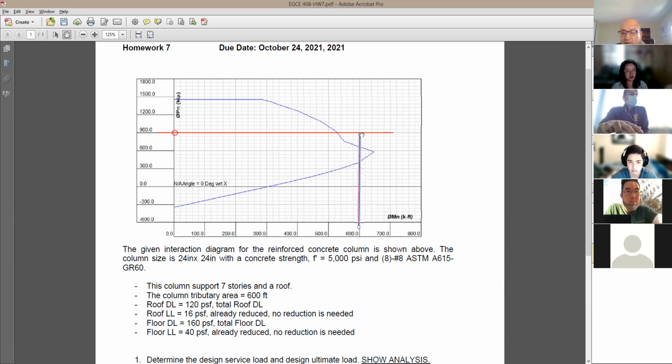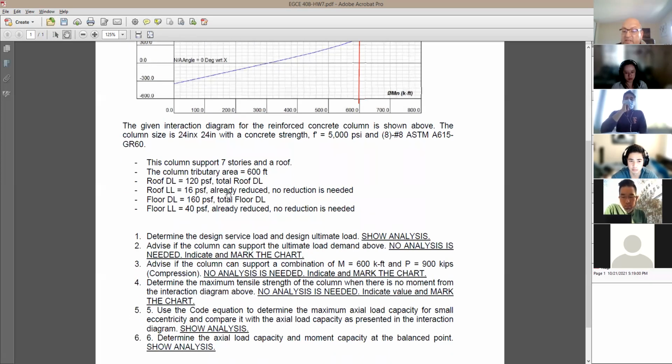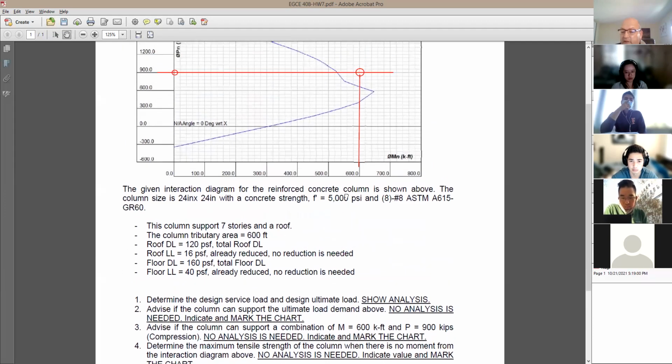No. No, because it's going to be right here. This is not good. This combination is going to be right here. You say the column is not okay, and then you mark it in place. So whenever it says no analysis is needed, you don't do analysis, you just mark the chart.